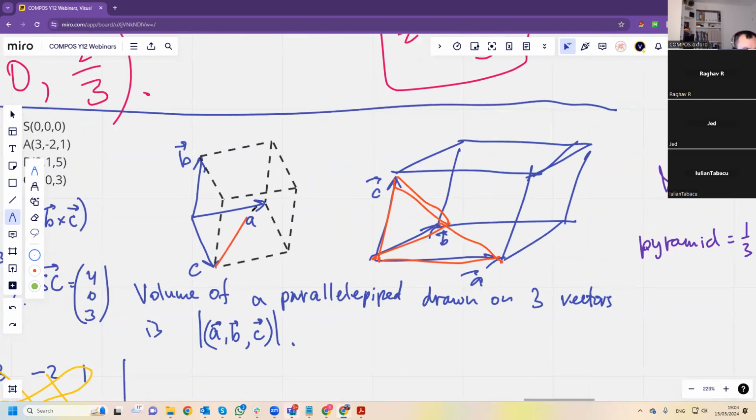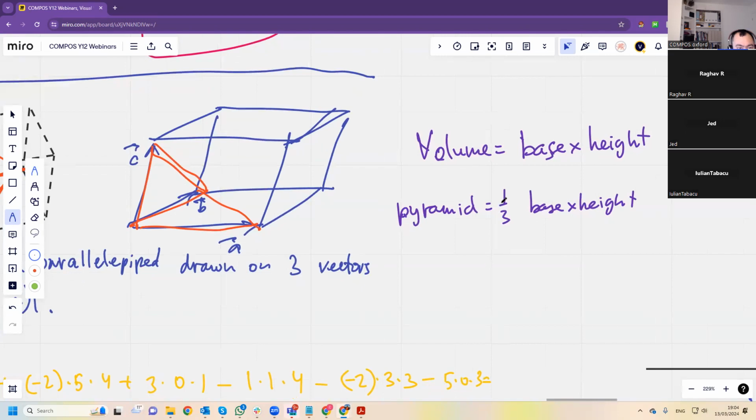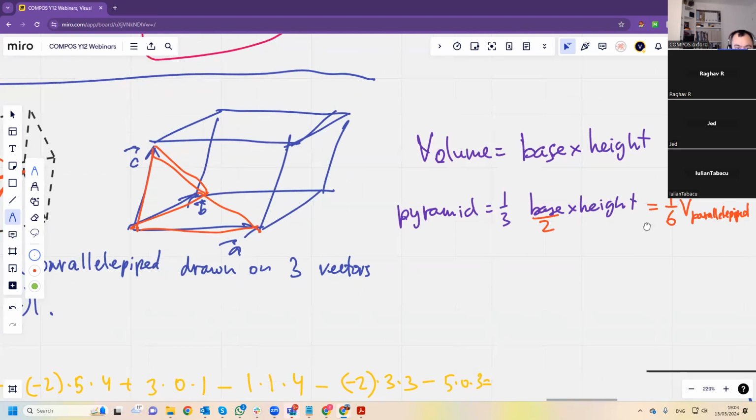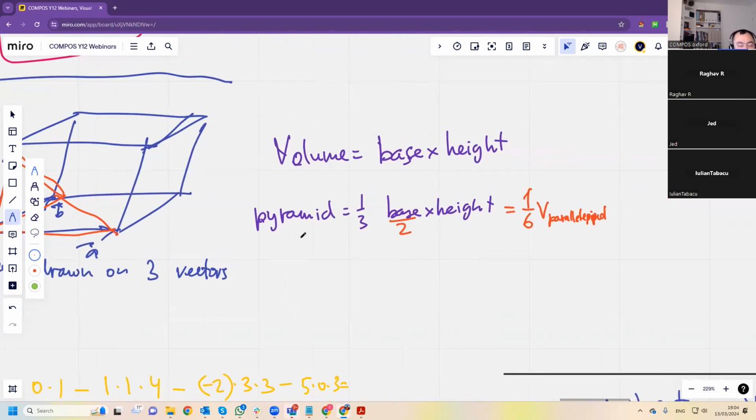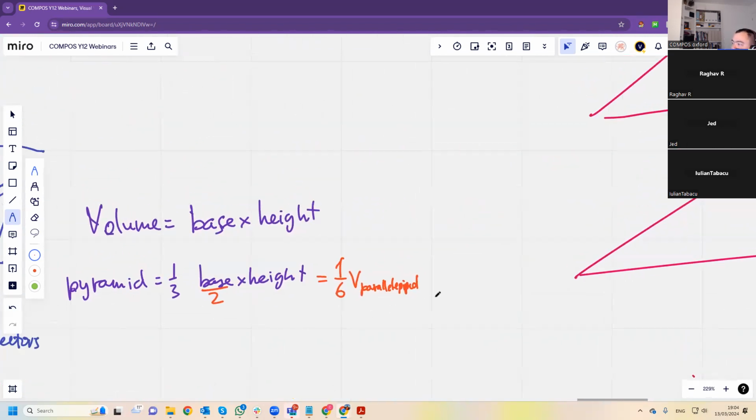The base of the pyramid is half the base of this one. So it's going to be a third times half the base of the parallelepiped times height, which is 1/6 of the volume of the parallelepiped. It's a weird name. So the volume of a pyramid is 1/6 the volume of the parallelepiped. Do you understand why the pyramid is 1/6 of the volume of the parallelepiped?